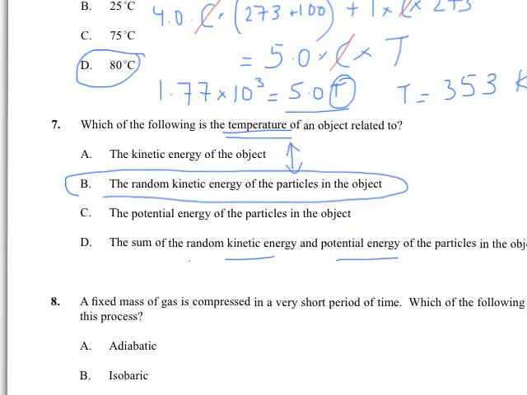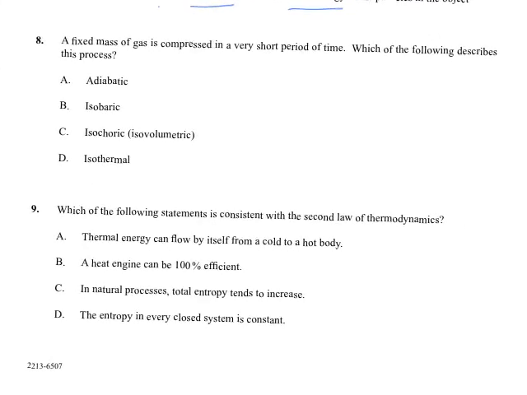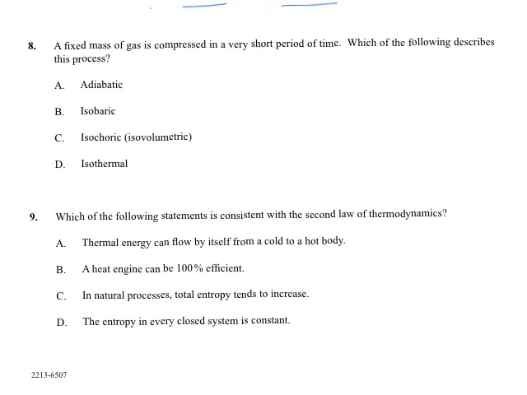Question 8. A fixed mass of gas is compressed in a very short amount of time. Which of the following describes the process? You should remember from your definitions that if you have a fixed mass of gas compressed in a very, very short amount of time, there is no Q, there's no Q transfer. So it's adiabatic.